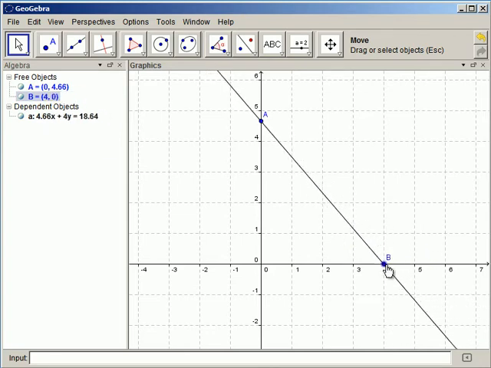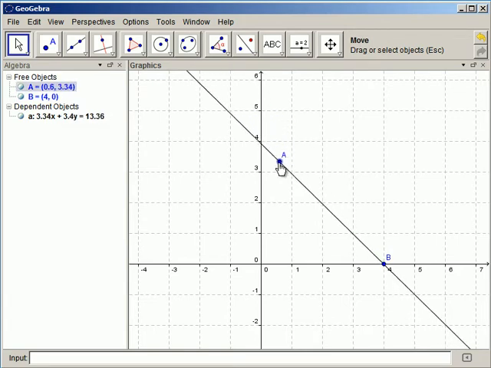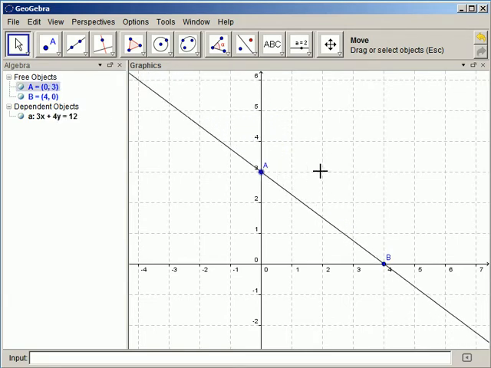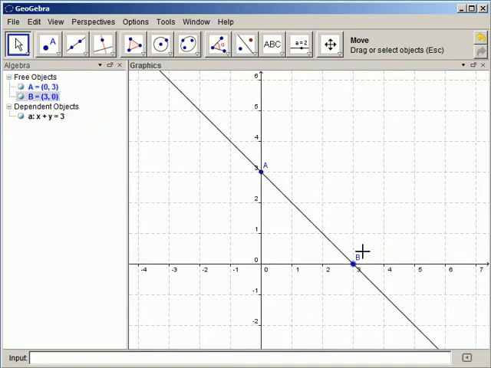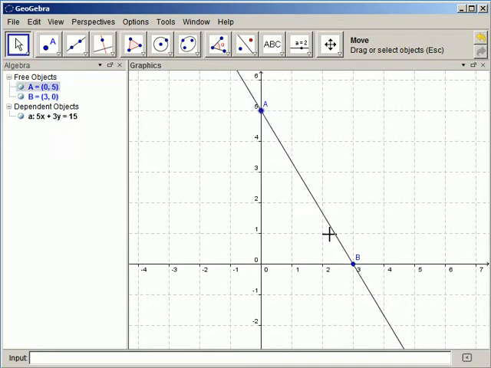So if I put this on a 4, and I put this on the 3, look at that. All of a sudden this became simple. 3x plus 4y equals 12. Okay? It's not always going to be quite as easy to figure out what the pattern is. Here it's x plus y equals 3, but you can find others.